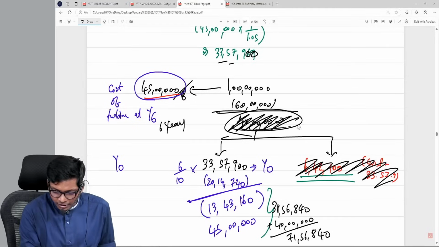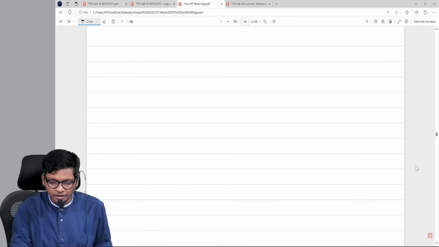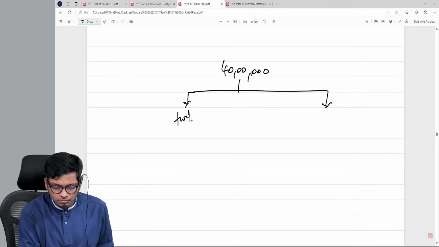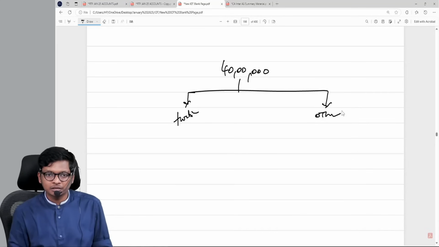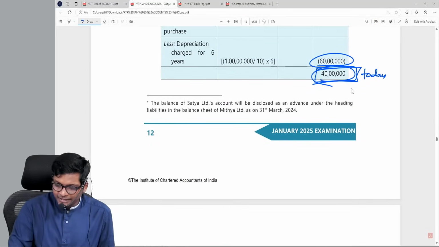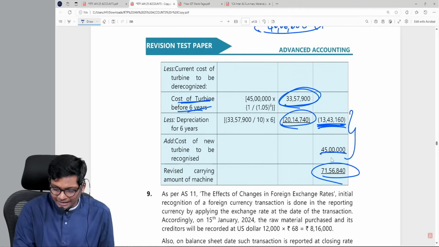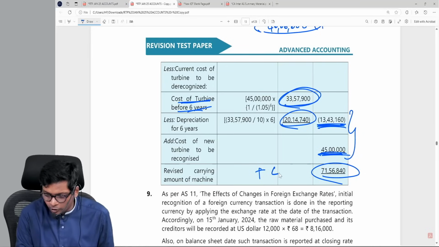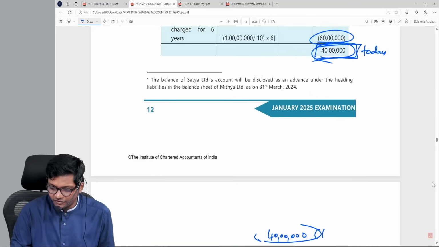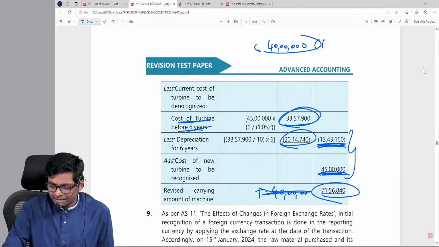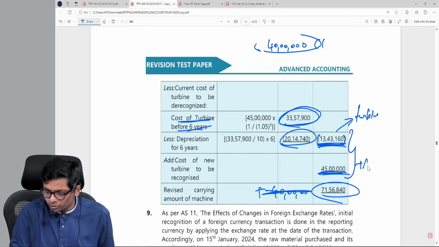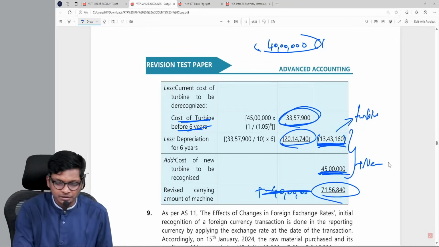It's correct only. 40 lakhs, 100%. So, from 40 lakhs, there is turbine, there are others. I want to know, that's what they're doing here. From 40 lakhs only, they are reducing this, and then they're adding this, and again they're adding back how much? Yeah, 40 lakhs. So it's basically from here. From 40, they are reducing the current cost of turbine. They reduce the turbine and add the new turbine. Are you following, guys?